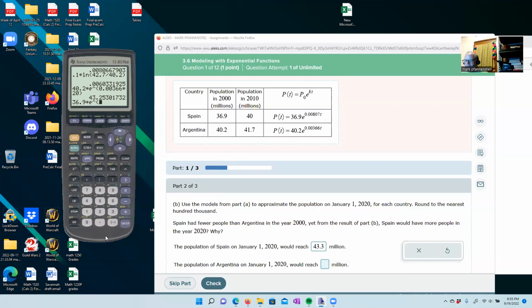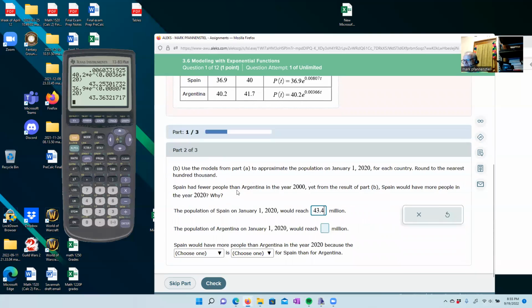Okay, and now we have 0.00807 times 20, and parentheses, you don't really need that, equals, okay, 43.4. Okay, 43.4, it'll get mad. 43.4. Okay, so that 3 is going to change. Okay, now we'll go back to the Argentina one.